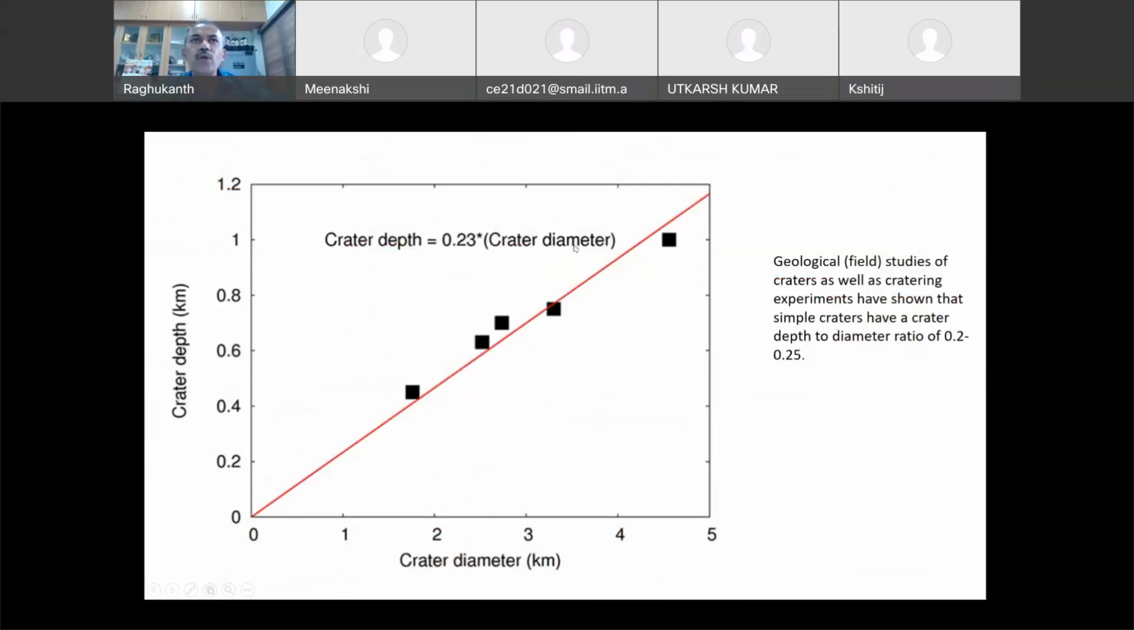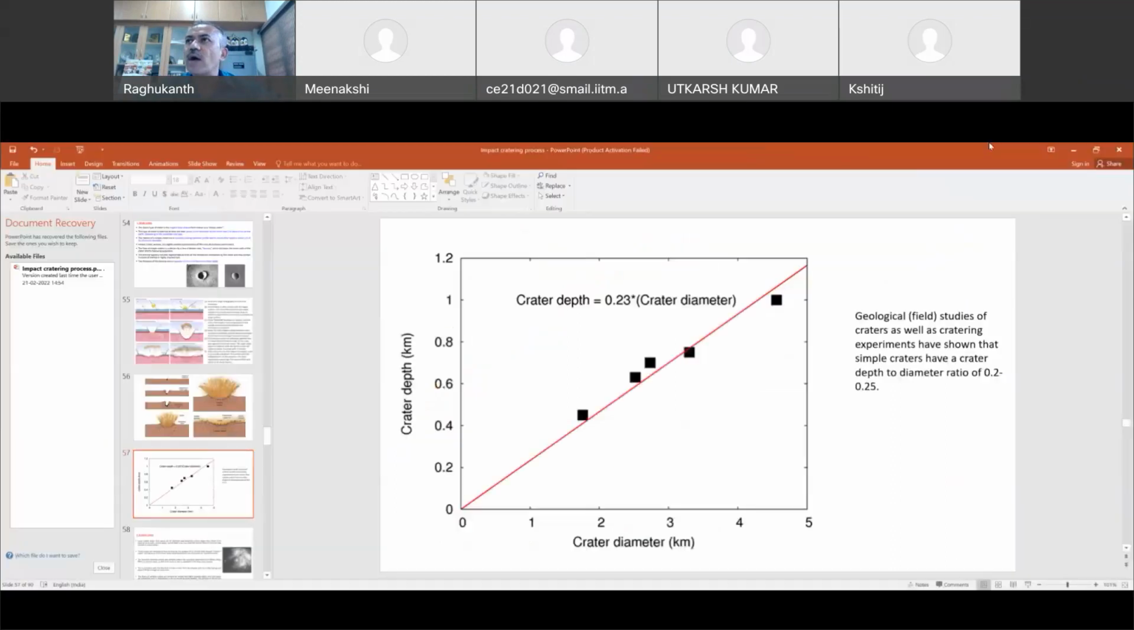I will just show one numerical simulation. They are available on the net also.